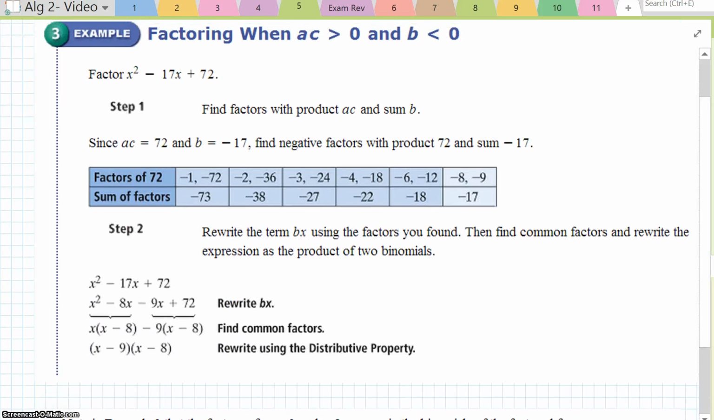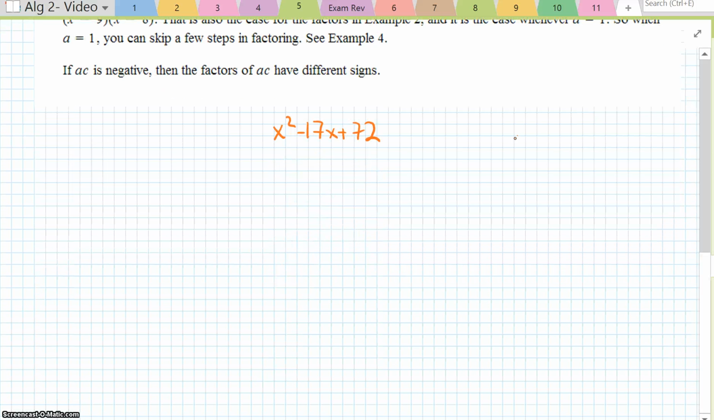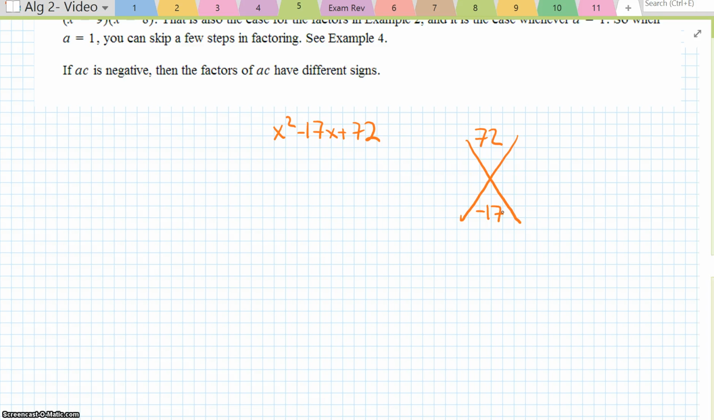Now the book's going to make a big deal about a factor based on if it's negative or positive. We're just going to work through this. I've got x squared minus 17x plus 72. So let's write our x factor. The product of a times c is 72, and our b value is negative 17. Now listen. The only way I can get a positive product is if both numbers are positive or both numbers are negative. Well, my b value here is negative, isn't it? So both factors have to be negative.